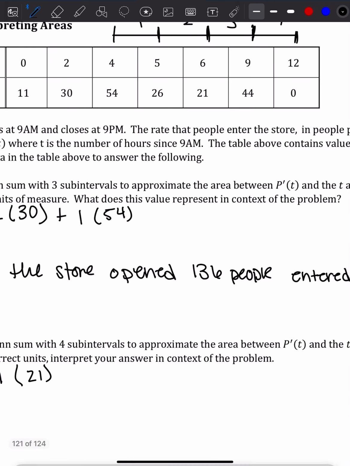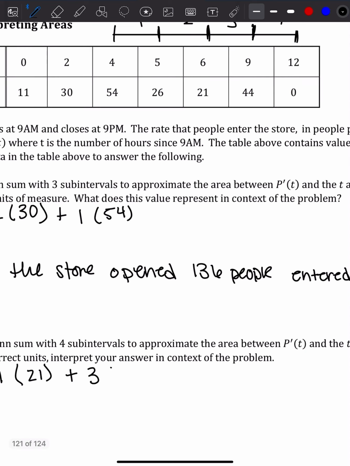The distance between 6 and 9 is 3. 9 is to the right of 6, so 44 is our height. And then our last one, distance between 9 and 12 is 3. And the amount of people that entered on the right side is 0.